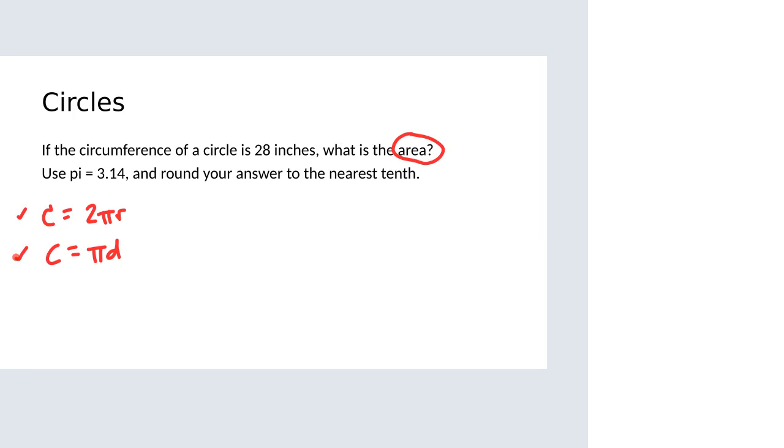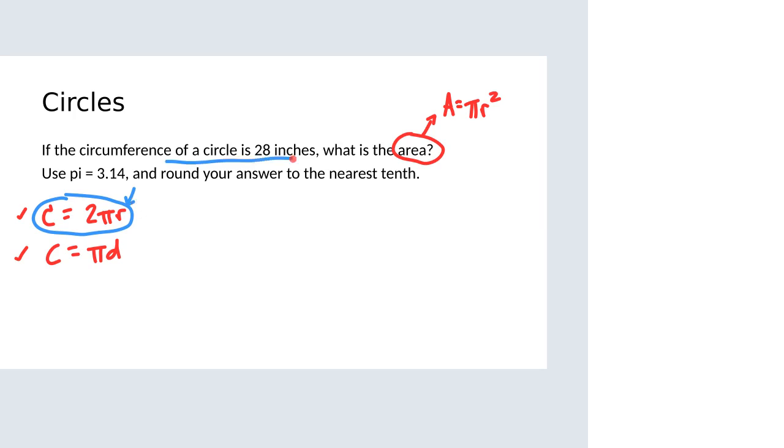Instead, I'm going to think to myself, hey, I need the area. And the area is pi r squared. So if I want to find the area, I'm going to need the radius. So I'm going to use this formula for circumference to help me find the radius. And then after I have the radius, I'll go find the area. So this is a two-step process. I couldn't go straight there. First, I have to find the radius, then I can find the area.